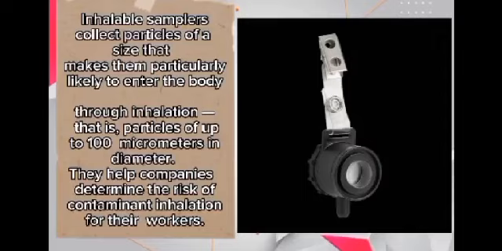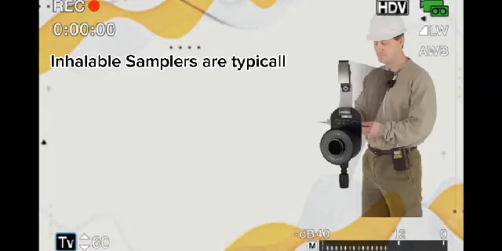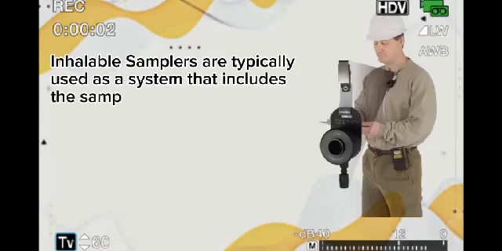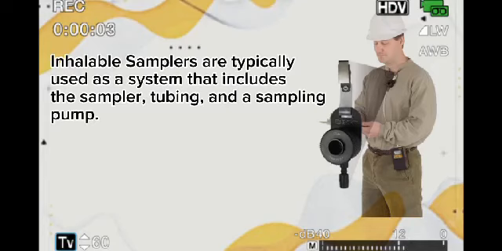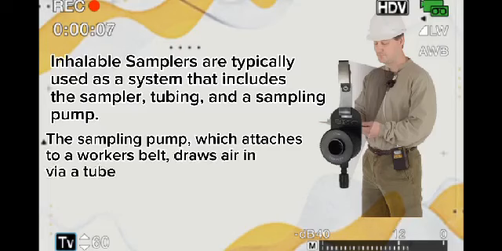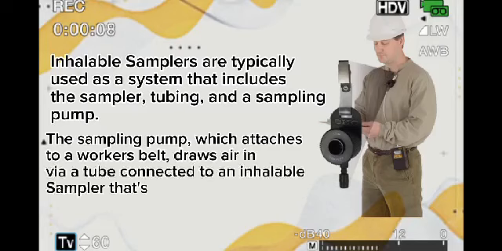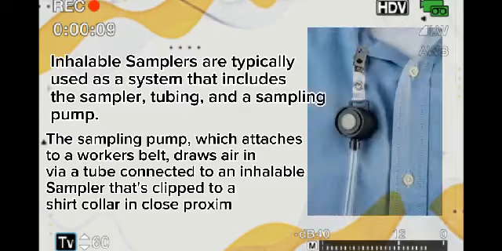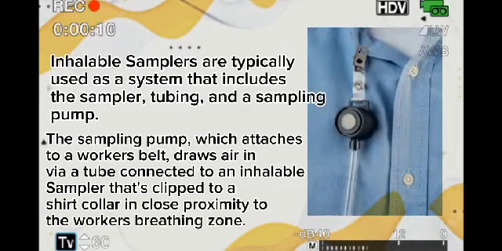to have a safe working environment. Inhalable samplers are typically used as a system that includes the sampler, tubing, and a sampling pump. The sampling pump, which attaches to a worker's belt, draws air in via a tube connected to an inhalable sampler that's clipped to a shirt collar enclosed proximately to the worker's breathing zone.